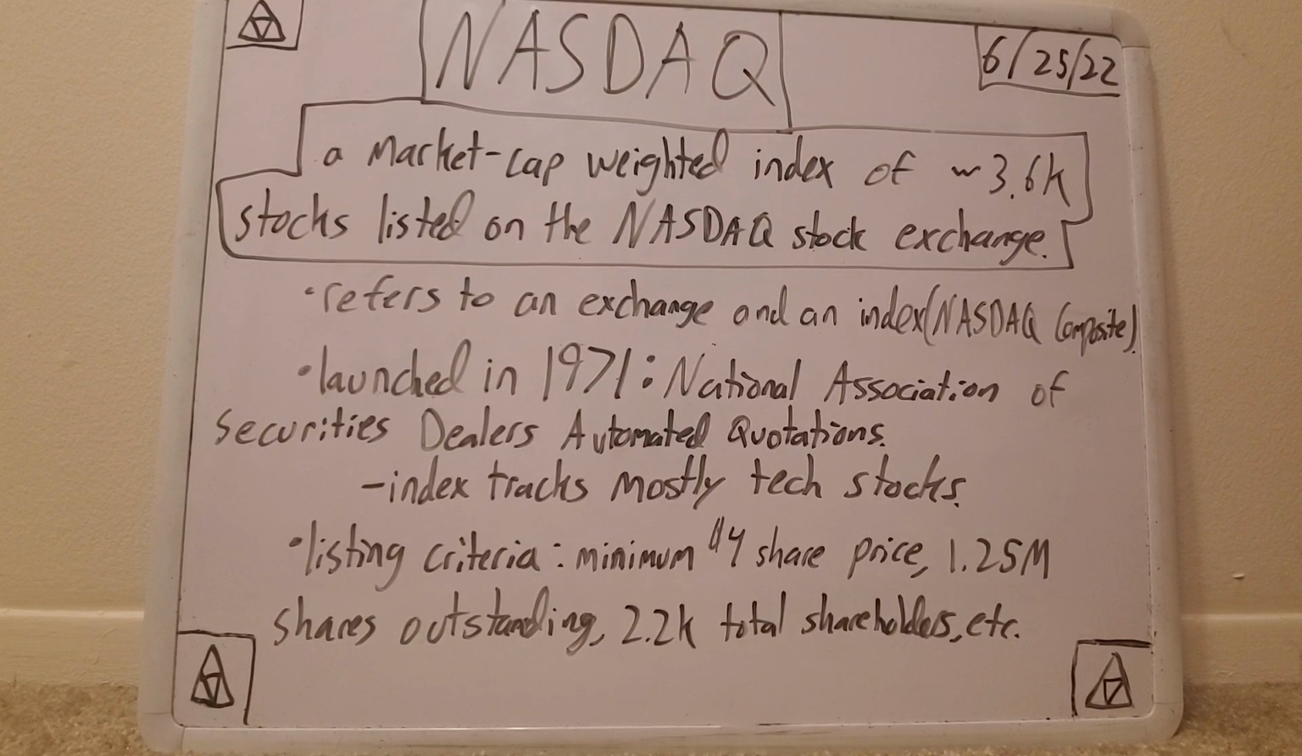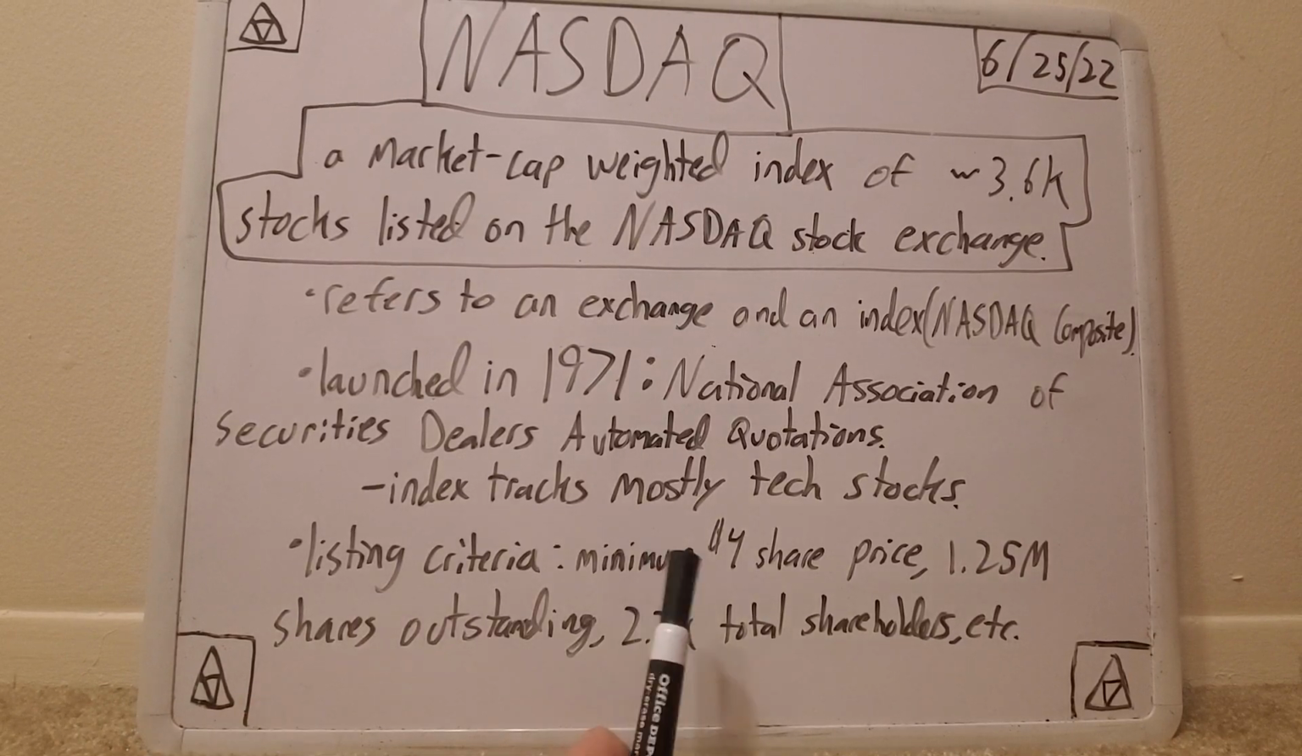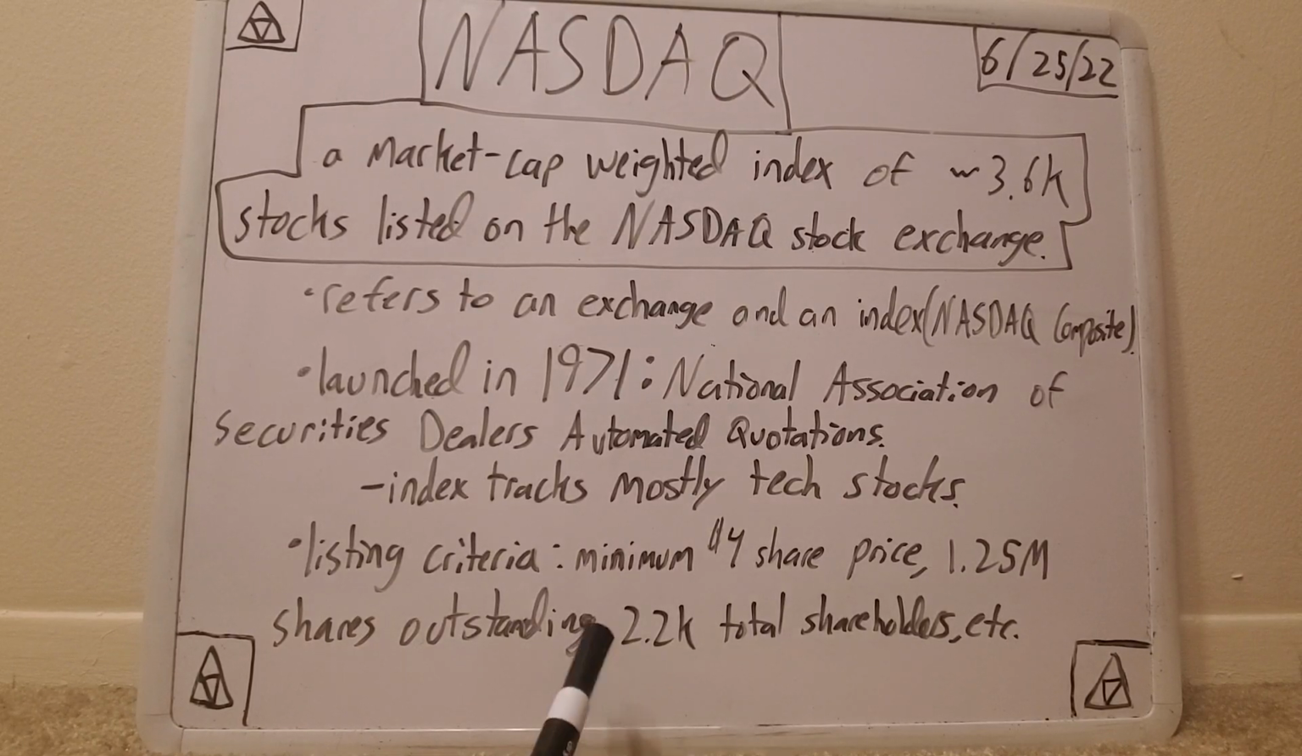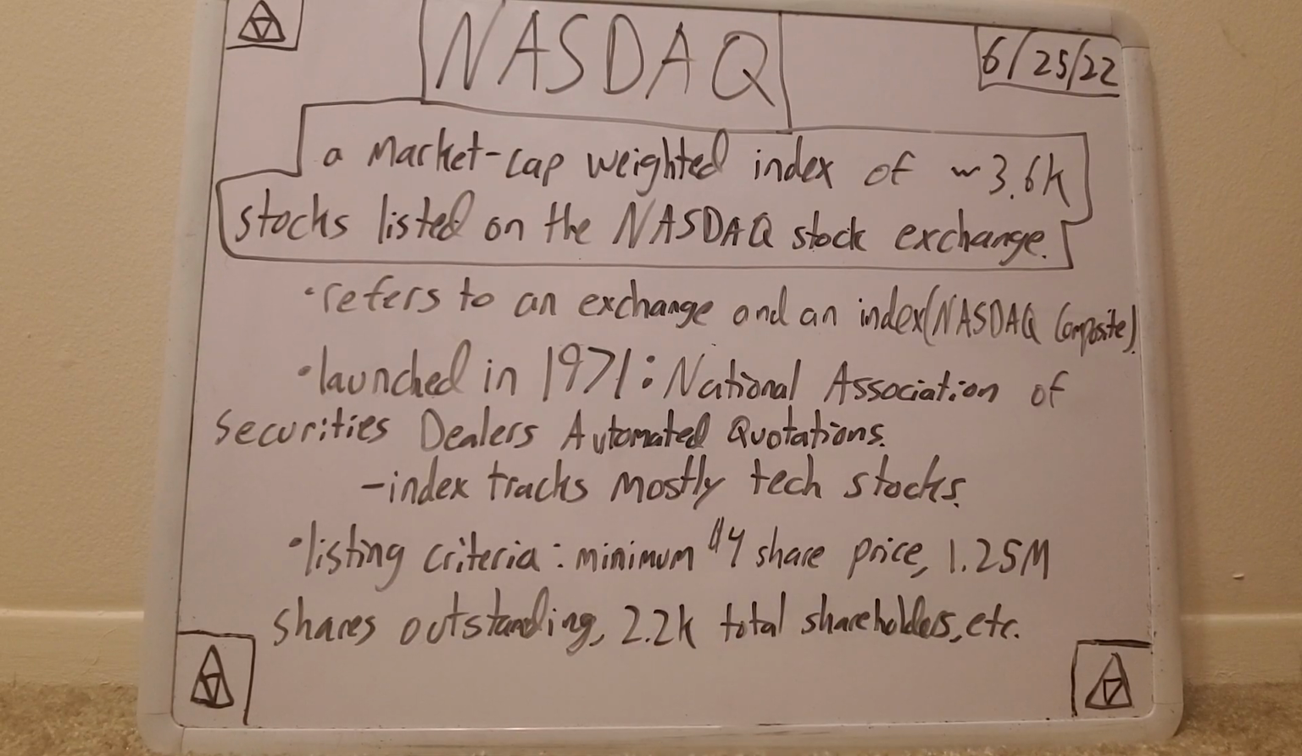And then there are a few listing criteria if a company does want to get within the NASDAQ. One of them being a minimum of $4 share price, another 1.25 million shares outstanding. Then one more I have listed is 2.2K total shareholders. So if a company has met these criteria, they could essentially get on the NASDAQ.